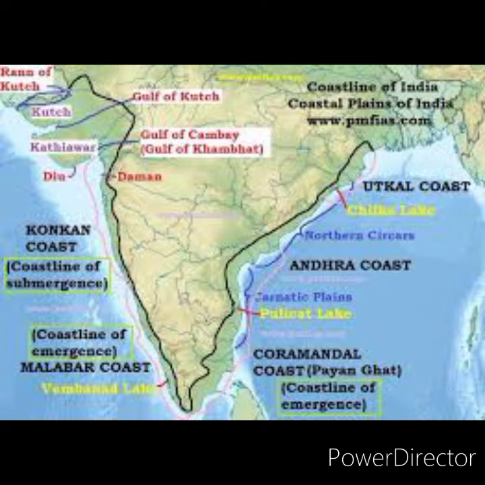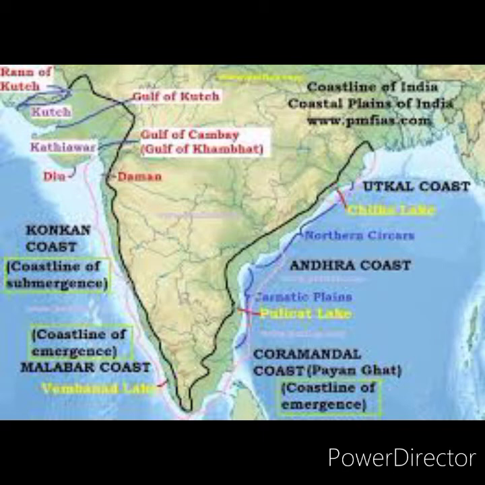And this west coast receives a lot of rainfall from the monsoon winds. It has a wet or humid climate which is good for growing spices, coconut, rice and bananas. Kandla, Panaji, Mangalore and Kochi are the important seaports on the western coast.